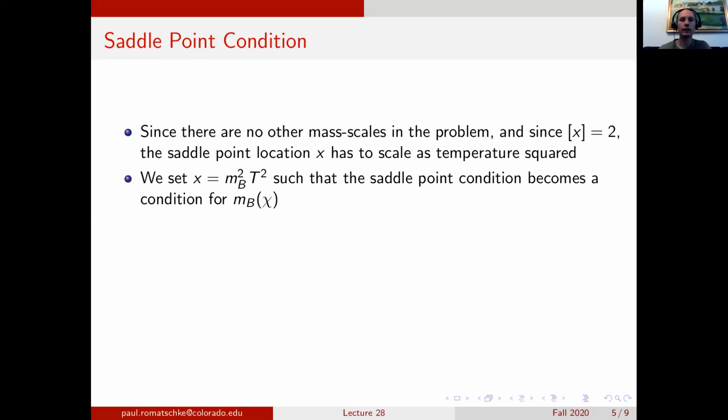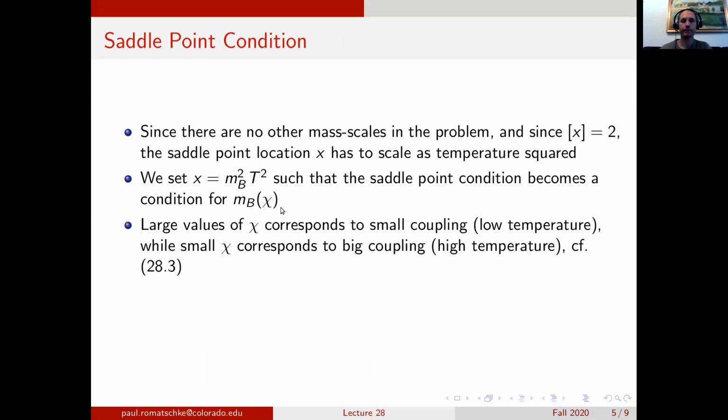And MB now can only depend on the only dimensionless parameter that's in the game. You can think of this as being some generalized coupling, such that MB has to be a function of the parameter chi. Recall that large values of chi correspond to small energy scales and thus small coupling, low temperature. Small values of chi correspond to big coupling, high energy scale or high temperature, as a result of the specific equation 28.3 that we used to represent the temperature and the lambda pole.